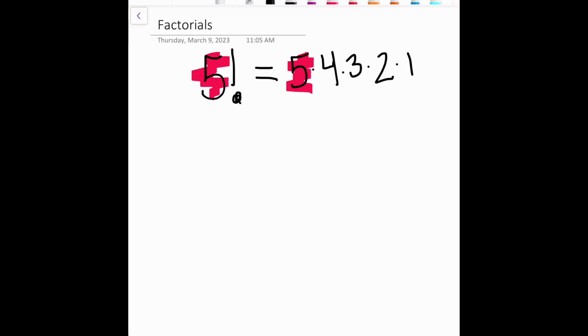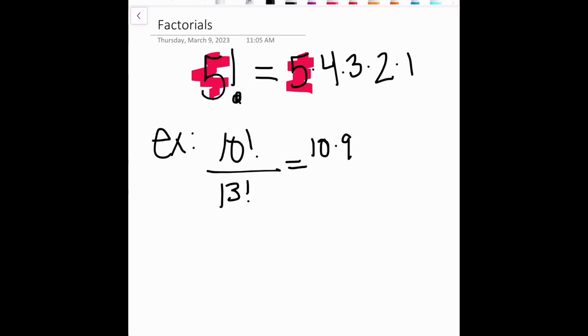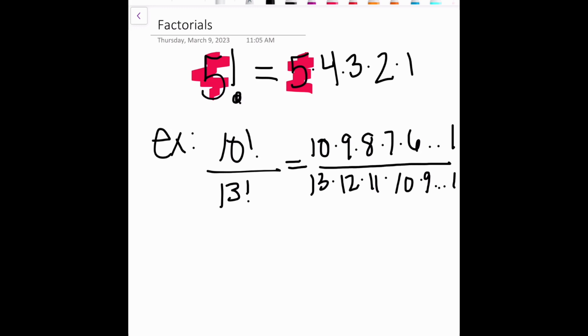So let's say that we wanted to simplify 10 factorial over maybe 13 factorial. Well, I can't really divide the 10 by 13. That's not how this works. So this would be the same as 10, the numerator, times 9, times 8, times 7, times 6, all the way down to 1. In my denominator, I would have 13 times 12 times 11 times 10 times 9, all the way down to 1.